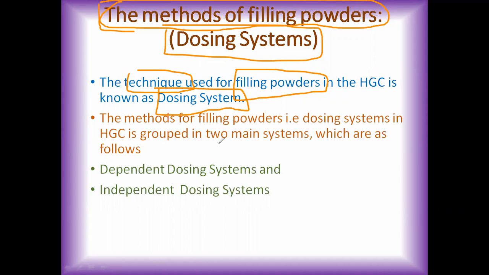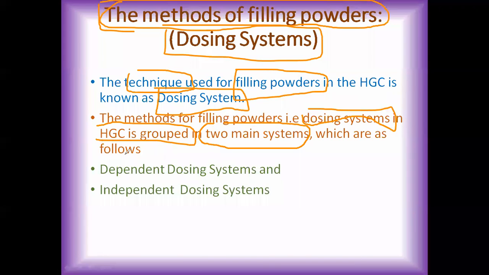Now the methods for filling powders, that is the dosing system, into the hard gelatin capsules are mainly grouped into two main systems, which are as follows. So there are two systems. I'm telling you the classification for the dosing systems.